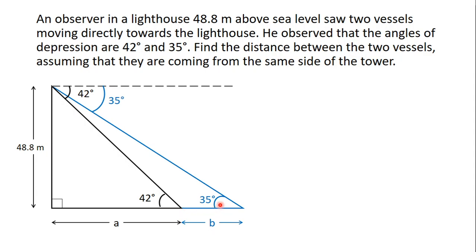Next, ito namang 35 degrees. Opposite side of the 35 degree angle measures 48.8 meters. Ano naman ang measurement ng adjacent side of the 35 degree angle? Is it B? No. Itong buong ito. Itong A plus B. B yung unknown, pero isosolve muna natin yung measurement ng A and measurement ng A plus B to get B.